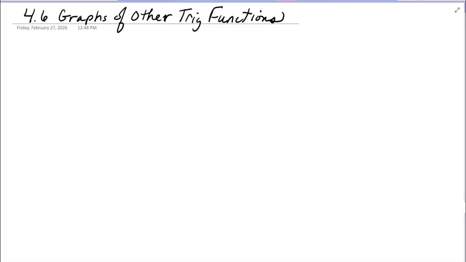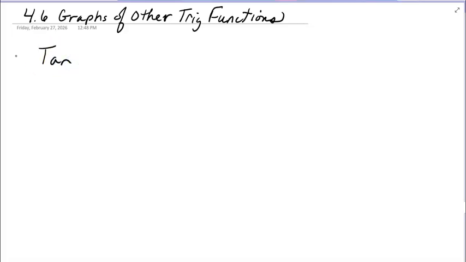Okay, so for 4.6, when we look at the graphs of other trig functions, this one's going to be kind of short. I'm just going to go through about 2 examples with you. Of course, we've already looked extensively at sine and cosine and all the parts of the sine and cosine function. I'm going to do something very similar with tangent, but we're going to keep it a little more simplistic because, well, the tan graph is a little more simplistic.